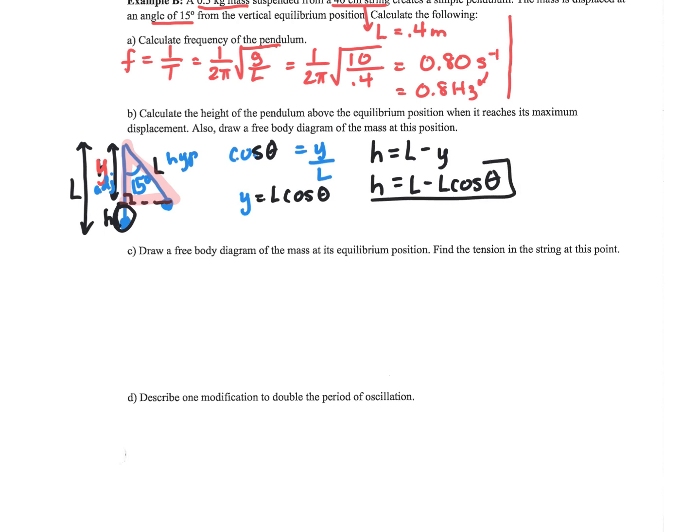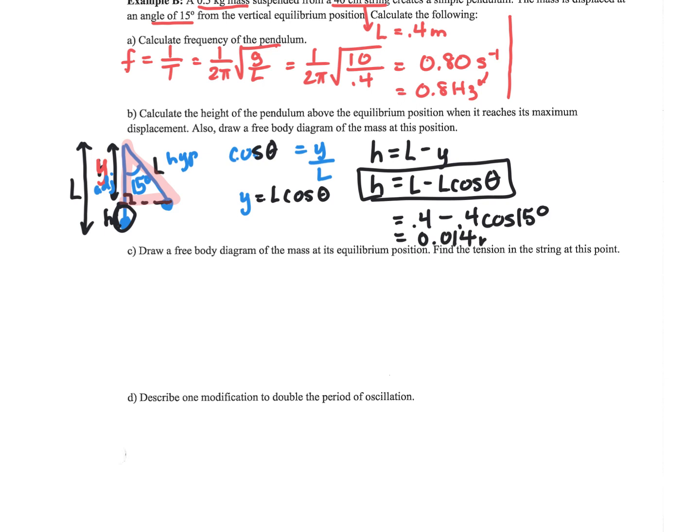L is the length of our pendulum, and we said the length was 0.4, so this is going to be 0.4 minus 0.4 times the cosine of 15 degrees. If you work that out, then you get 0.014 meters. Okay?